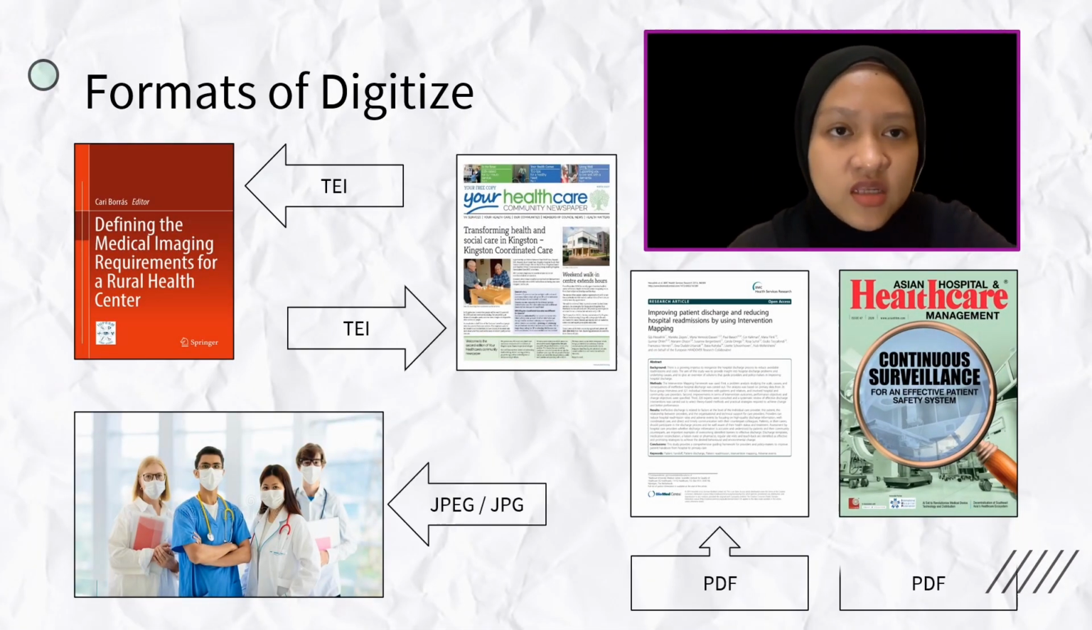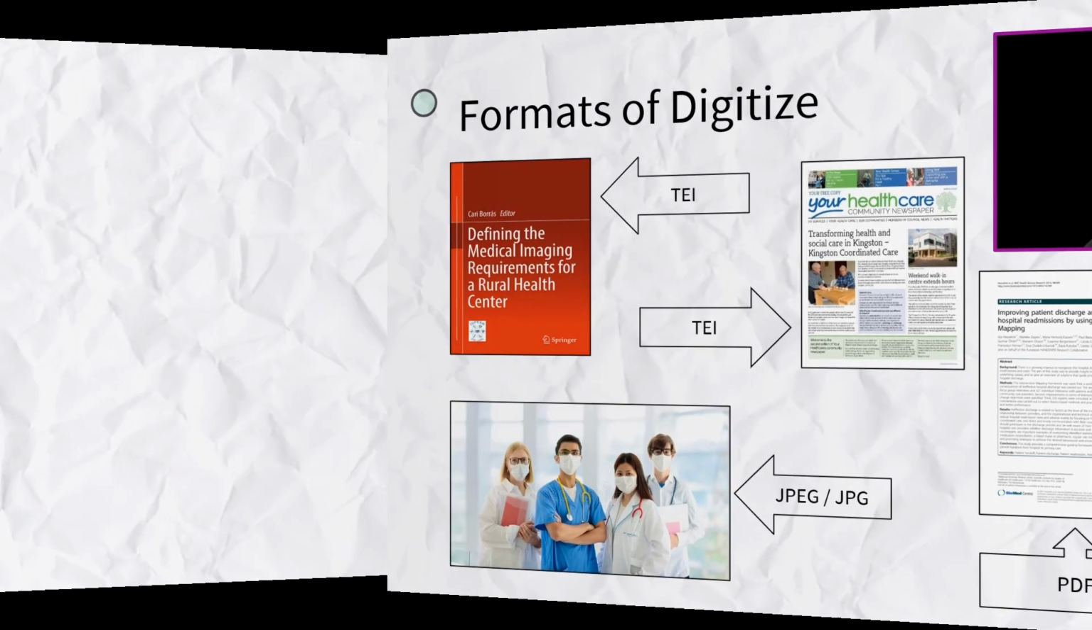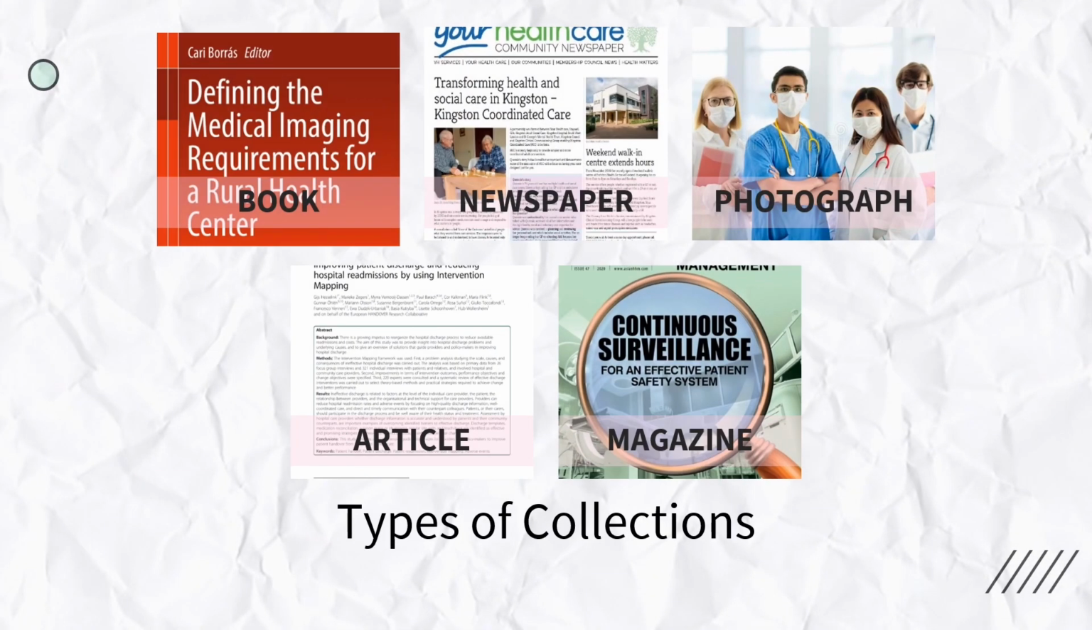Format of digitization. For the book it is TEI, that is the Text Encoding Initiative. For the newspaper it is PDF. For the photograph it is JPEG or JPG. For the article it is PDF, and for the magazine it is TEI. Types of collections include books, newspapers, photographs, articles, and magazines.